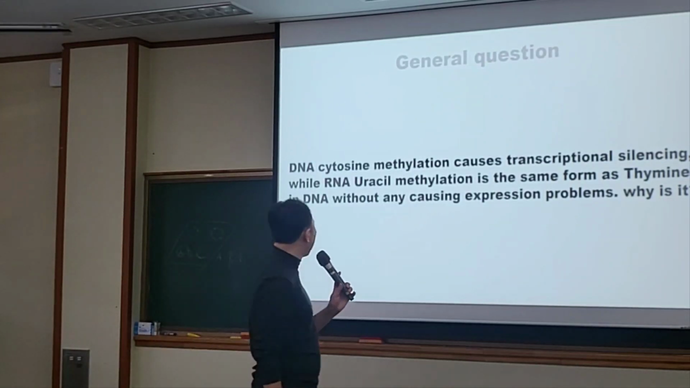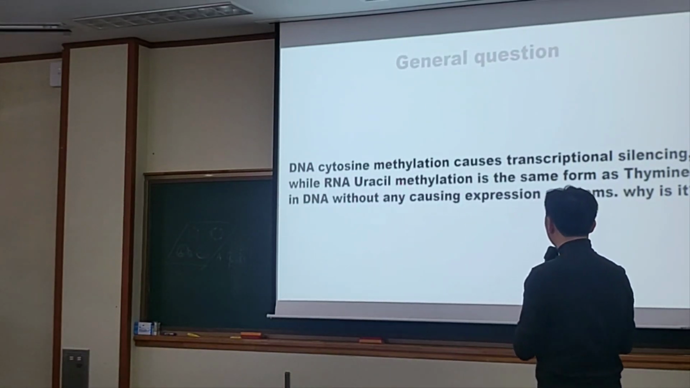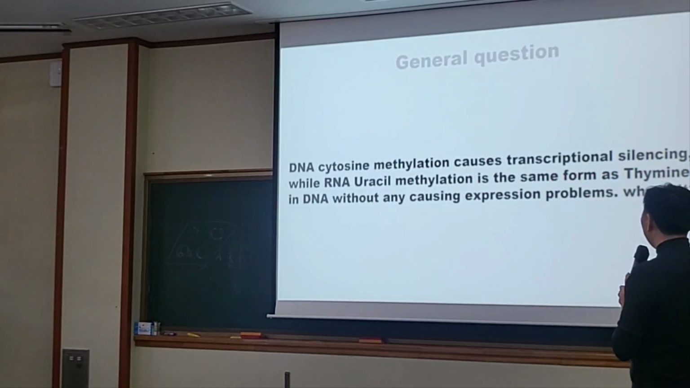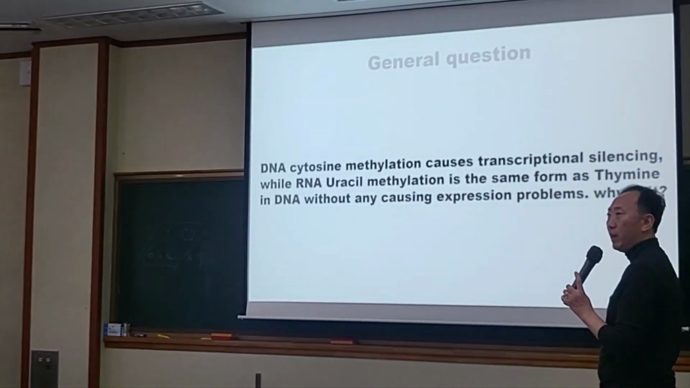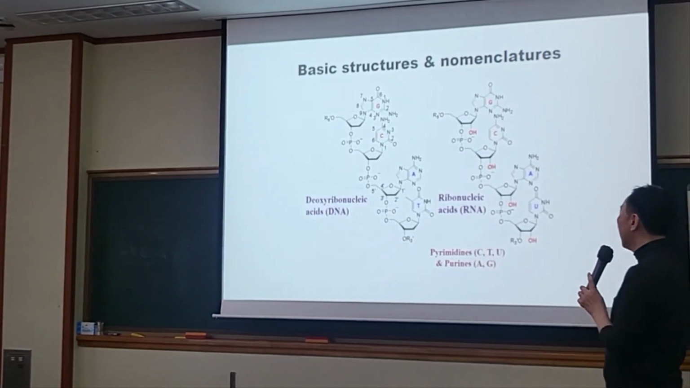DNA cytosine methylation is like RNA uracil methylation to make a thymine. Then why does this happen? Why is this one chosen that way? Well, that's a good point.